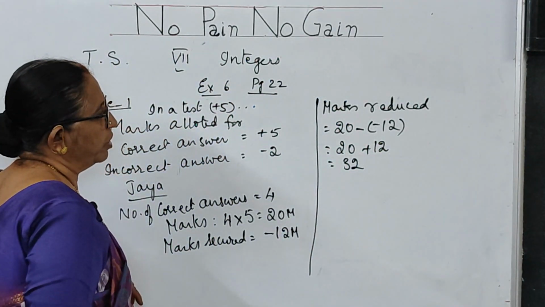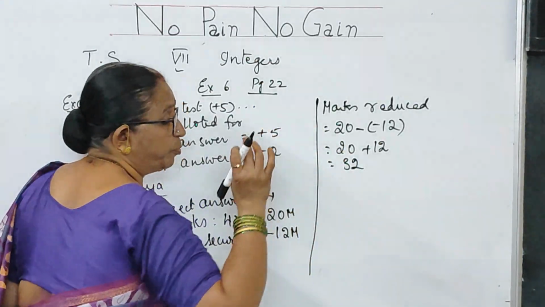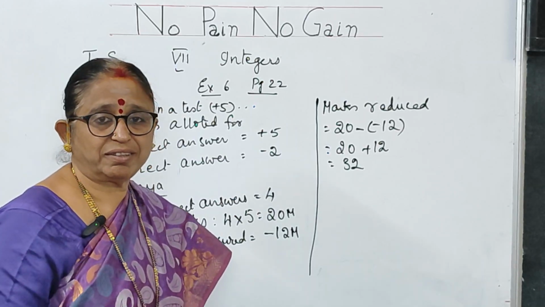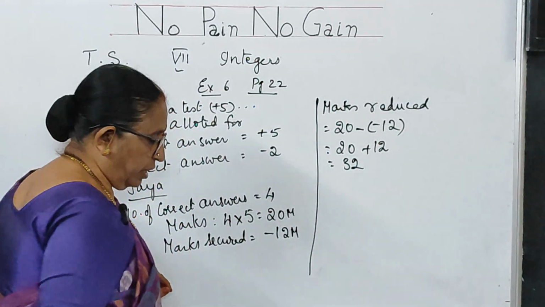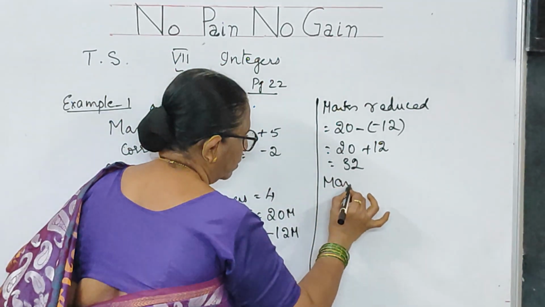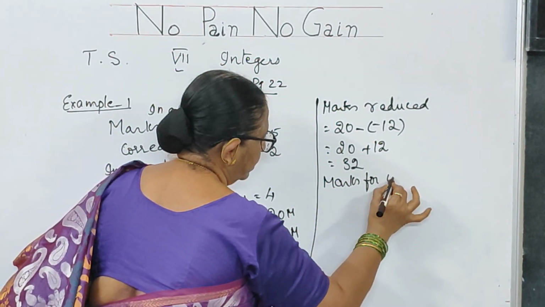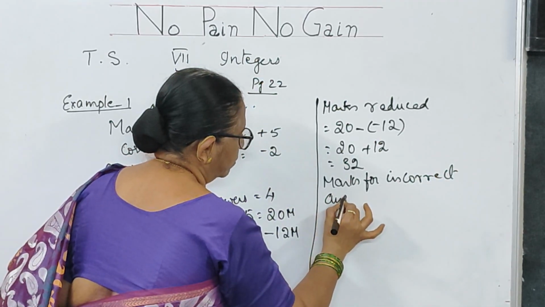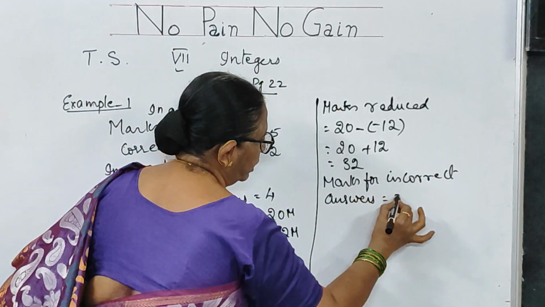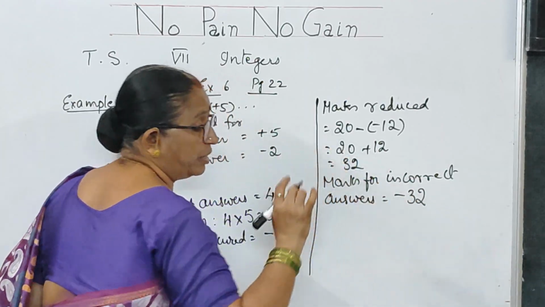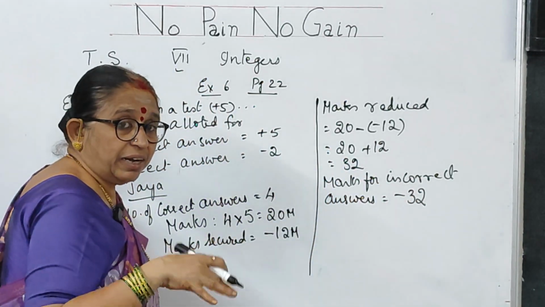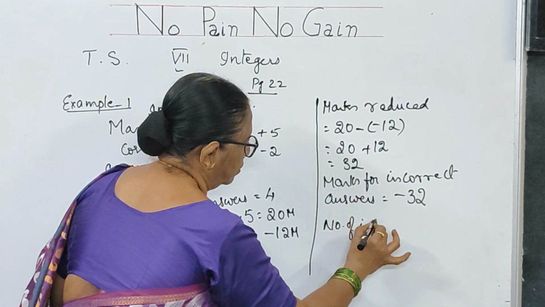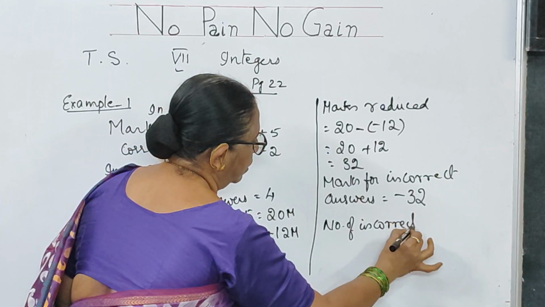What are these 32 marks, children? These 32 marks are the marks allotted for incorrect answers. So the marks for incorrect answers are minus 32. You need to write the minus sign because these are reduced marks. So the number of incorrect answers.